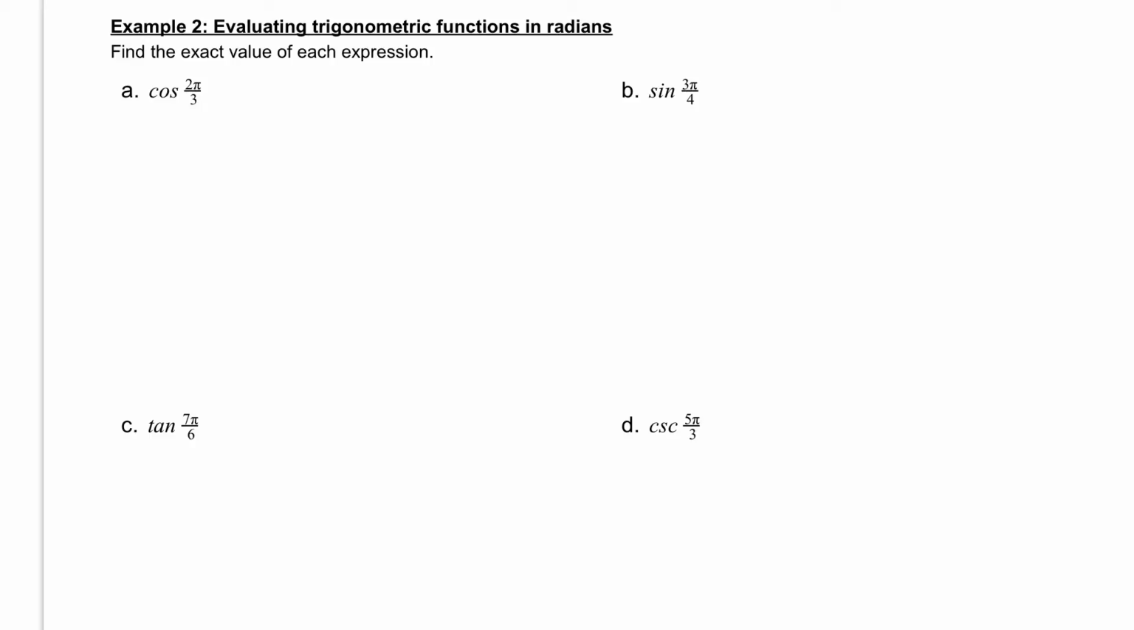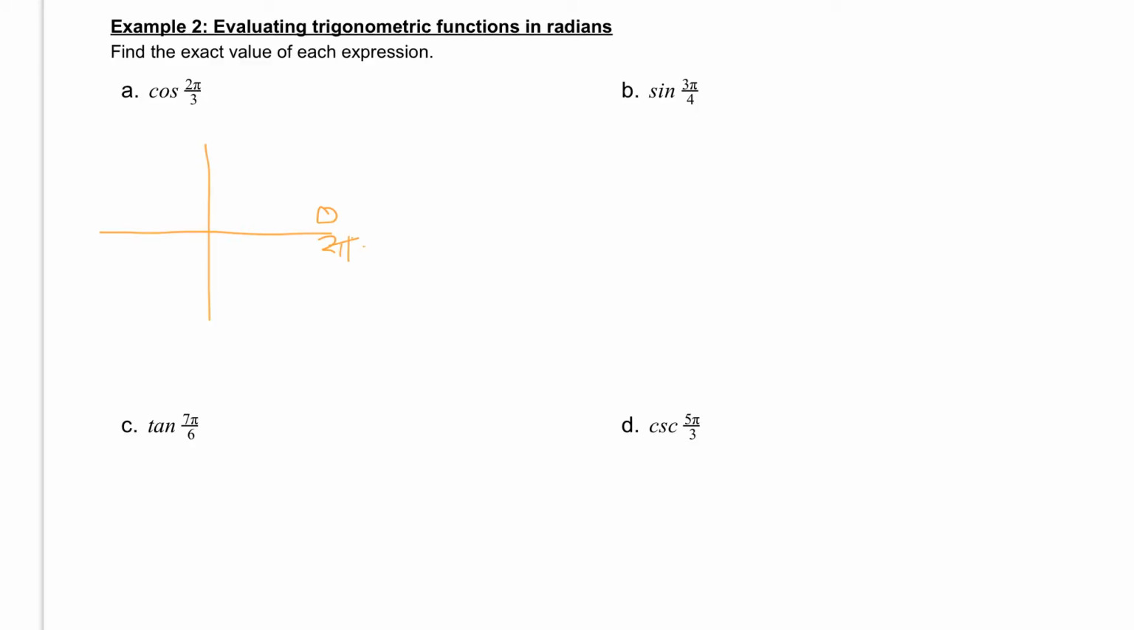So in example 2, let's go through some problems using radians. Letter A, we have the cosine of 2 pi over 3. So let's set up our quadrant. And now if we're dealing with a denominator of 3, we're going to label both sides of the x-axis. So we can think of this as 0 or 2 pi.